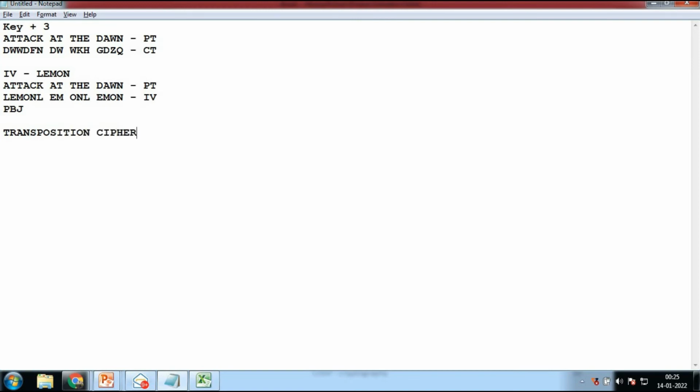Attack at the dawn is my plain text. Now, I'm assuming the key is 4. Let me write down my plain text without the space. So the key is 4, and I'm separating it into groups of 4 characters. I'm using Z as a filler.